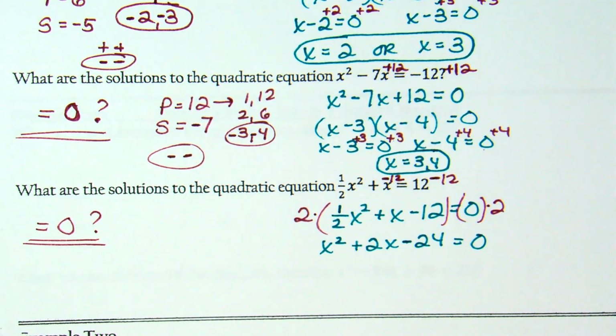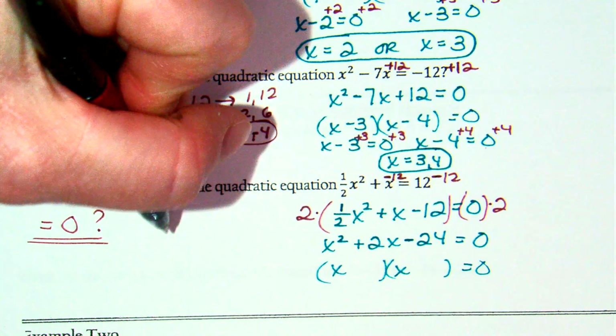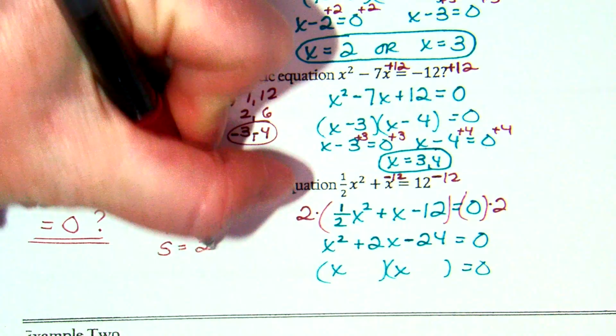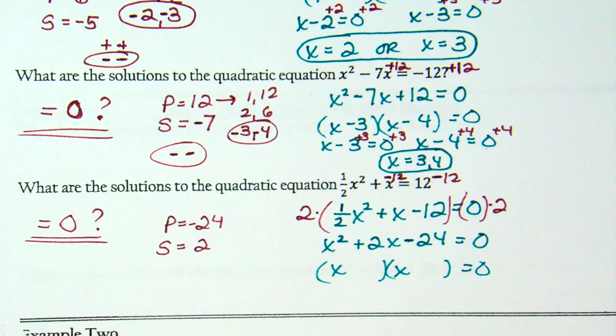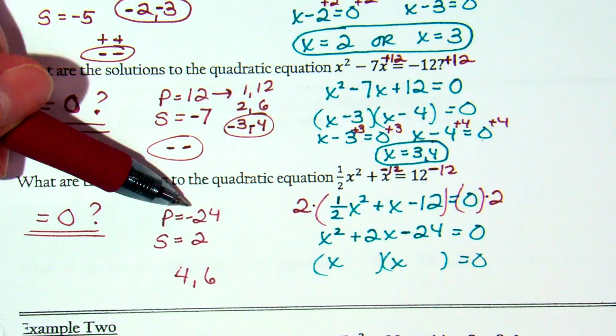Okay, gentlemen, focus, please. 2 parentheses. X squared breaks up into x and x. What product and sum do we want? Product of -24, sum of 2. What numbers you guys got? Combination of 6 and 4? Because 6 times 4 is 24, and 6 and 4 can subtract to be 2.